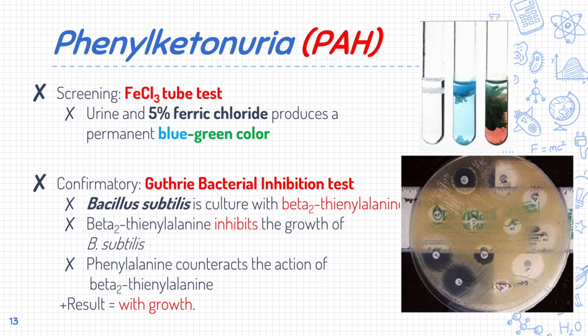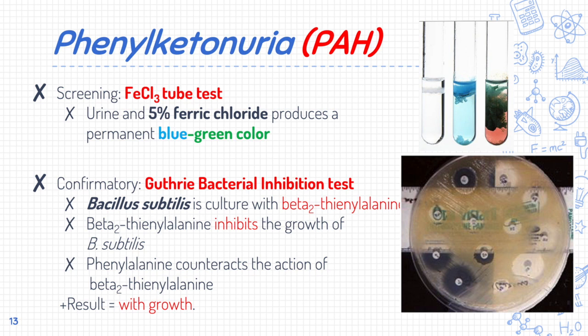Phenylketonuria, again, is a deficiency in phenylalanine hydroxylase. We actually have a screening test for PKU, which is the ferric chloride tube test. You use the urine of your patient and add 5% ferric chloride, and you observe if there is a production of a permanent blue-green color in the patient's urine. If there's a blue-green color, that is positive, meaning that the patient is not able to metabolize phenylalanine further. That's why the ferric chloride test is positive.